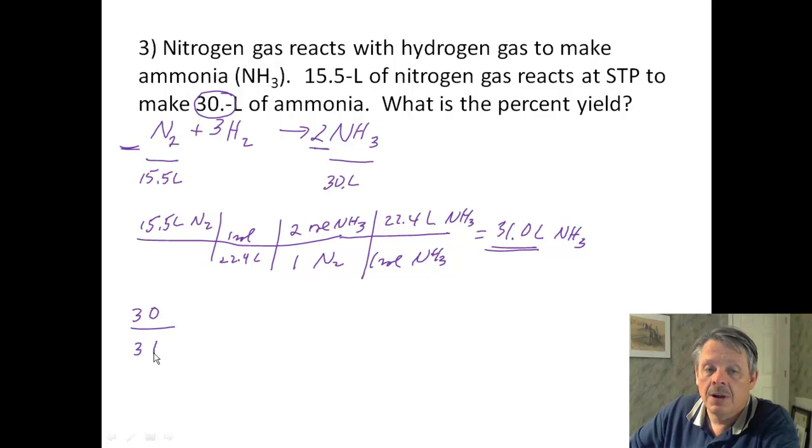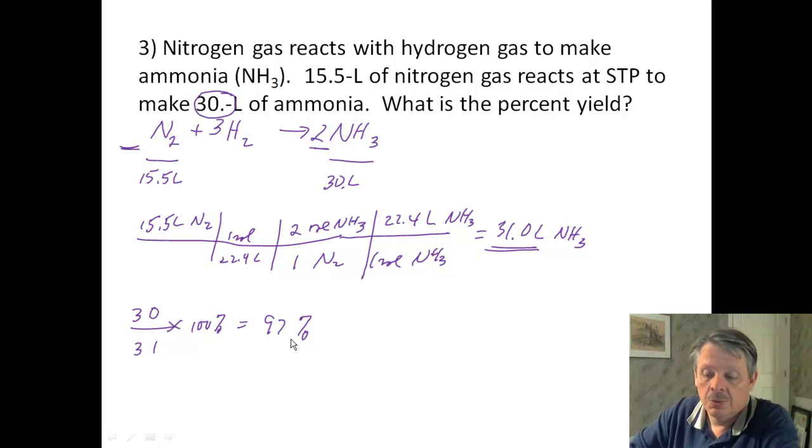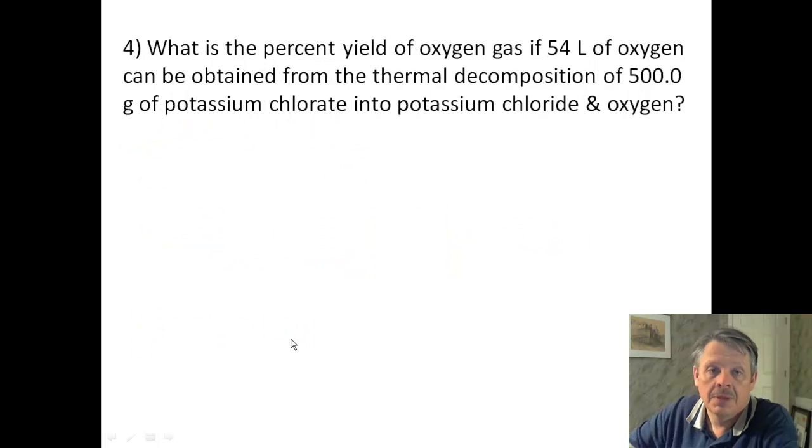30 divided by 31, our actual divided by our expected. We multiply by 100%, and we come up with a total of 97% yield, which is an absolutely fabulous yield when you're in the lab. Okay, this is the last one we're going to do on this page.